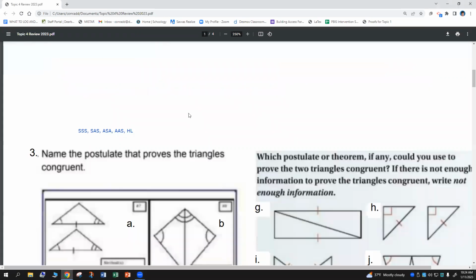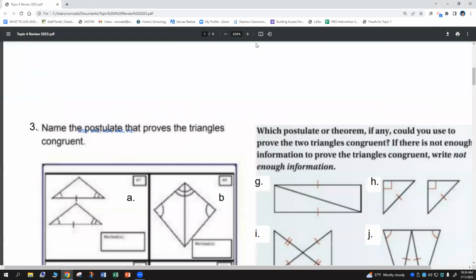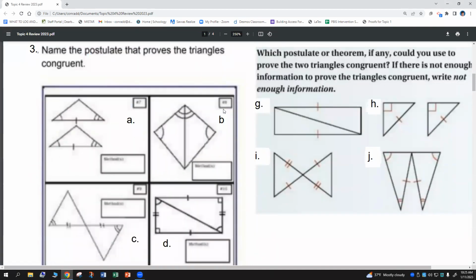All right, moving on though to number 3. So now we have to use those theorems to show that the two triangles are congruent. So in the first one, we have one pair of angles. We have a pair of sides. And then we have a second pair of angles. So that one's going to be angle, side, angle. That pair of sides is the included side. They're between the two pairs of angles.